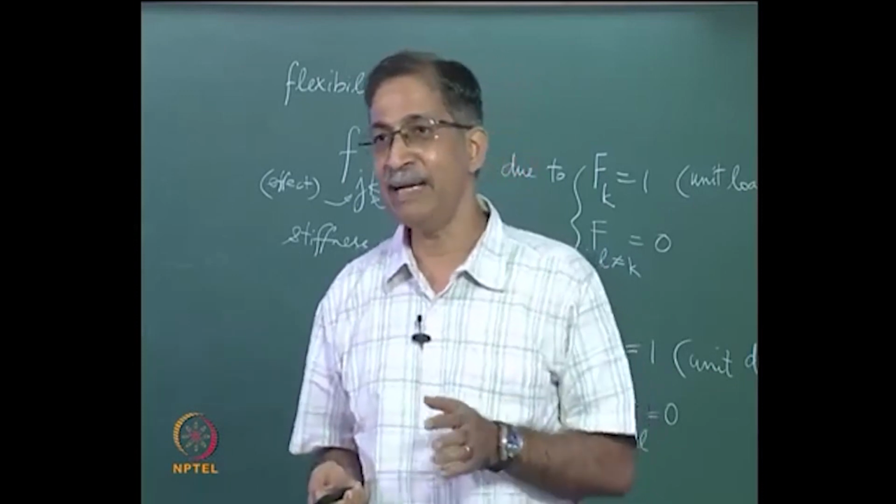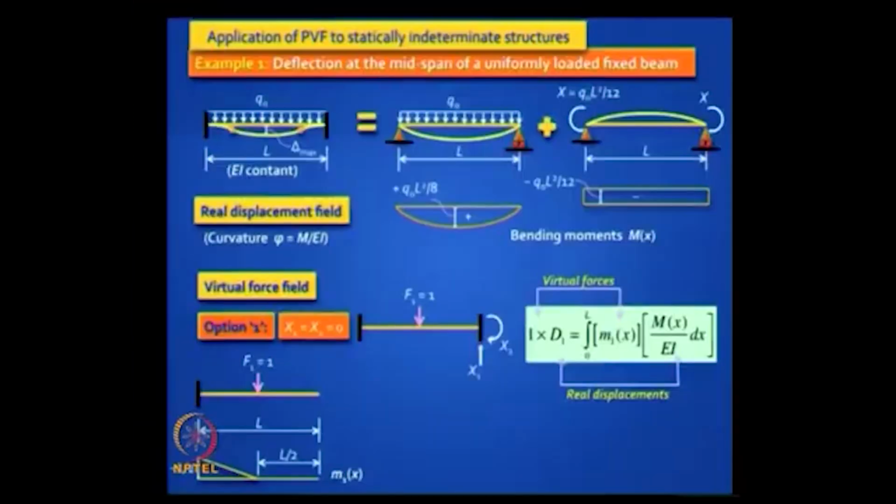So you will find that if I conveniently take x1 and x2 equal to 0, I have got a cantilever. I have reduced that fixed beam to a cantilever beam with a concentrated load in the middle, unit load, for which the small m diagram is child's play. It is a small triangle, and it is minus L by 2. Now will you try this out on your notebook? Can you get the deflection at the midspan?